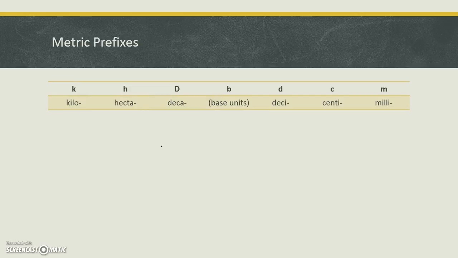All right, so our prefixes. Now you've probably all heard the saying, King Henry died by drinking chocolate milk. And if you haven't, well, there you go, because I'm going to use that saying with you. There's a couple other ones we could use as well, but King Henry died by drinking chocolate milk. King, K for the kilo, H for hecta, D for deca, B, the by, stands for your base units. Your base units are going to be meters, grams, seconds, liters. There's others. D for deci, C for centi, and M for milli. Now these over here, these are all big prefixes, and these are all small prefixes.